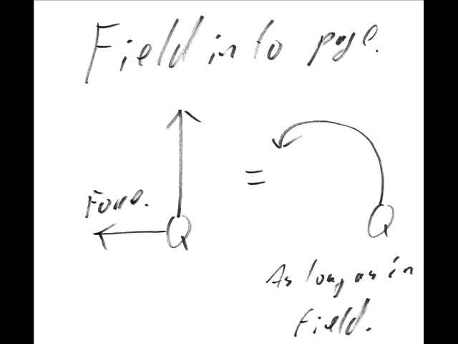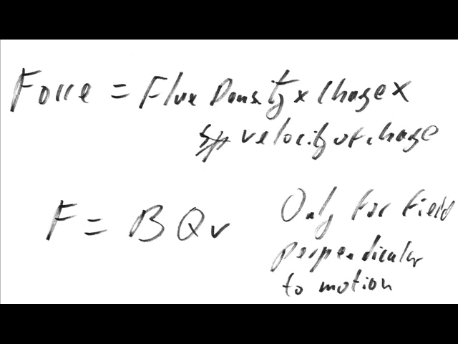This relationship is summarized in the equation: force equals magnetic flux density times charge times velocity of charge. F equals BQV. The faster the charge moves, the bigger the force, but the further the charge will move in a given time. As before, this only works if the magnetic field is perpendicular to the motion of the charge.